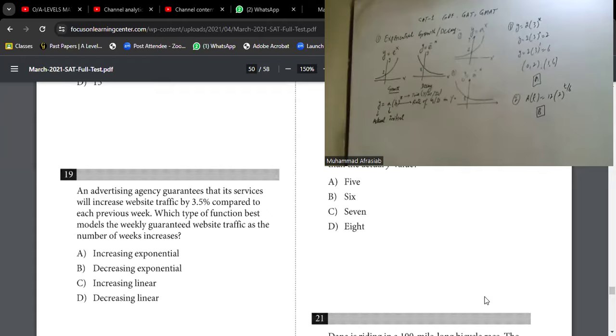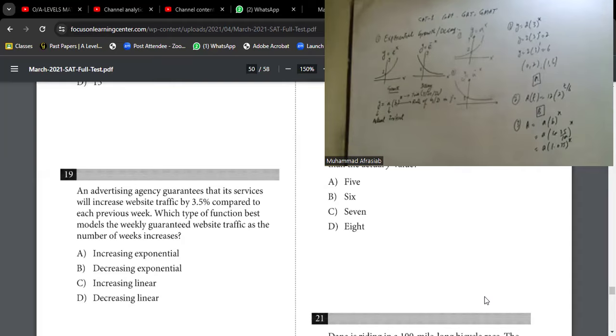So we can write an equation for that. A is equal to small a into b power x. So a is the initial value, b is increasing 3.5%. So it should be equal to 1 plus 3.5% to the power x. So it should be equal to a into 1.035 power x. So this is the equation given to us, which is for the exponential function of it.